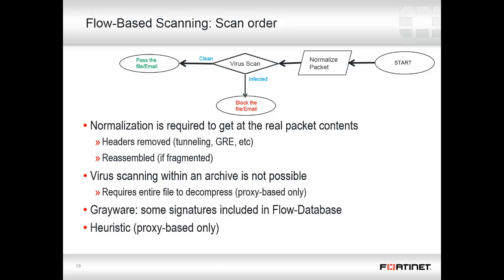It's not possible for flow-based scanning to look for viruses in an archive. To decompress those, you need the whole file, and that's how the technology works. Flow-based scanning doesn't hold up traffic.